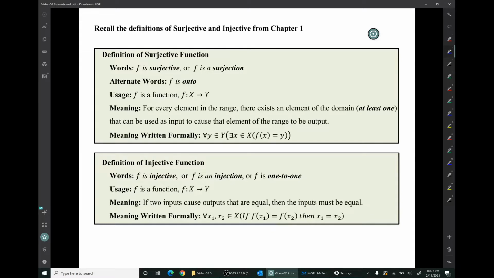Recall some stuff from previous sections of the book, previous videos. The definitions of surjective and injective functions from way back in chapter 1. A function is called surjective if it has this property. For every element in the range of the function, there exists an element of the domain, at least one, that can be used as input to cause that desired element of the range to be output. And the definition of an injective function is this. If two inputs cause outputs that are equal, then the inputs must be equal.